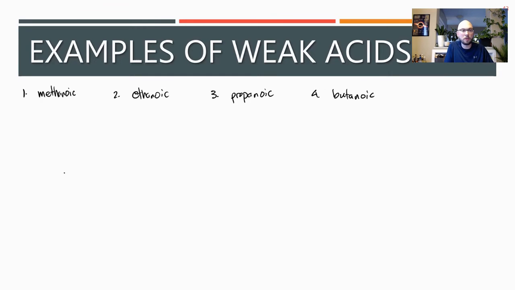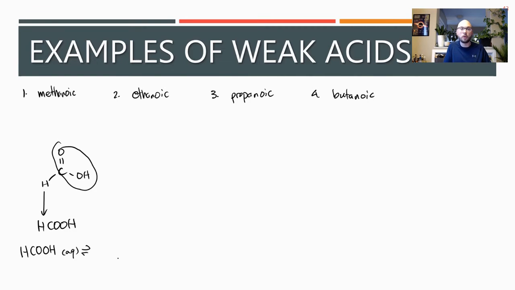So methanoic acid, just 1 carbon, and then we've got this double bond oxygen, this OH group, and then the remaining H like this. And we'll see this often written as HCOOH. Now, this H here is this part, and then this is the functional group. So if we're looking at how this ionizes, HCOOH aqueous, and we draw that double arrow because we've got a weak acid, breaks down into H+ aqueous and HCOO minus aqueous. And we can see that this is the hydrogen that protonates.